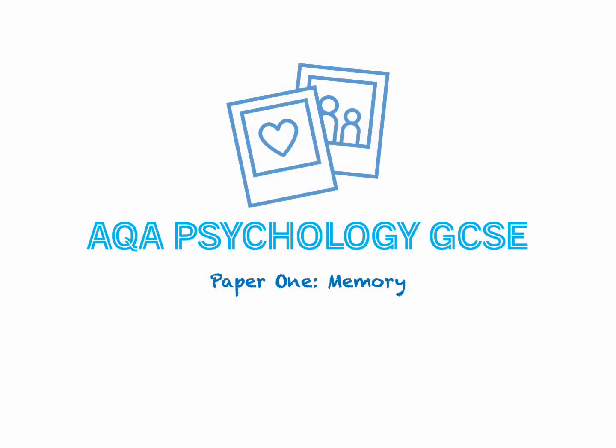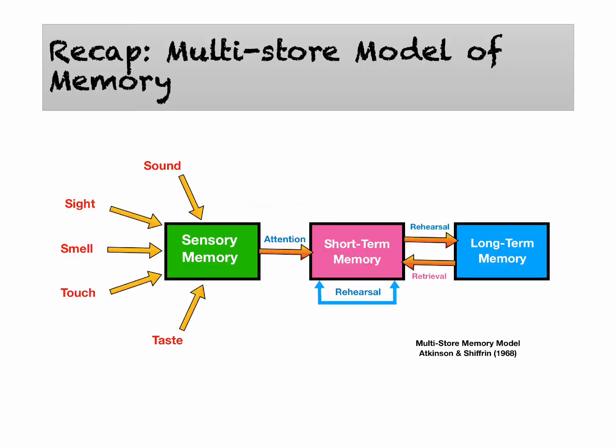This is an AQA Psychology GCSE revision video for Paper 1 Memory with a specific focus on the first key study, which is Murdock's serial position curve. So to be confident with Murdock's study, you need to understand the role of the multi-store model and how the multi-store model suggests our memory works.